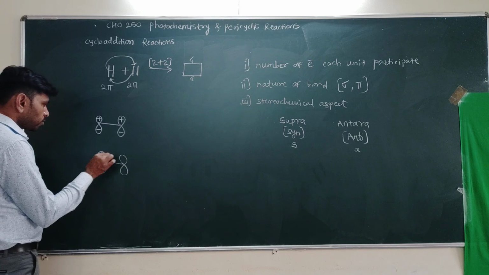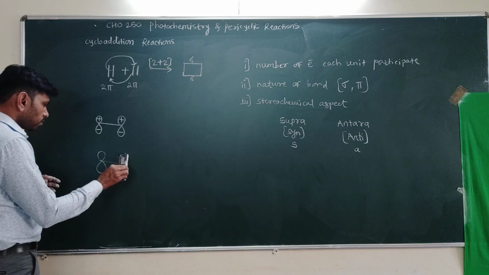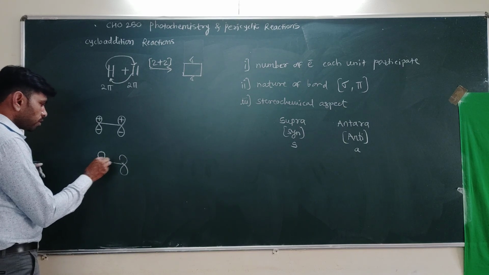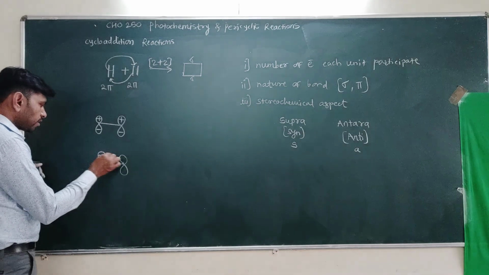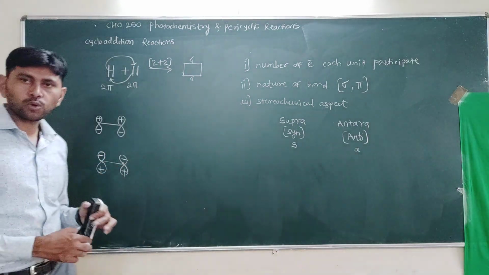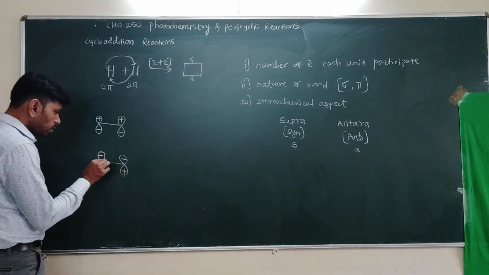For our convenience, we can show it in any way, but this is a convenient way to show here. That's why I am showing it in this manner, writing minus minus here to show overlap. Okay, here consider the lobes.